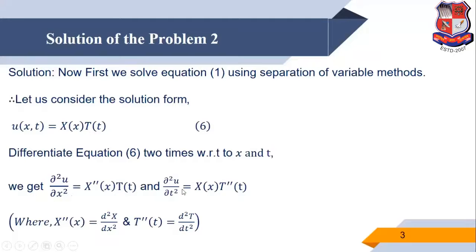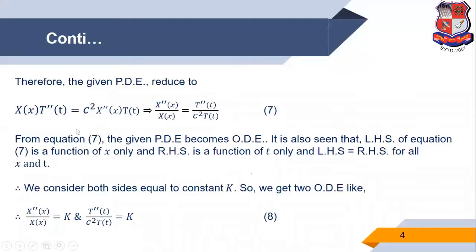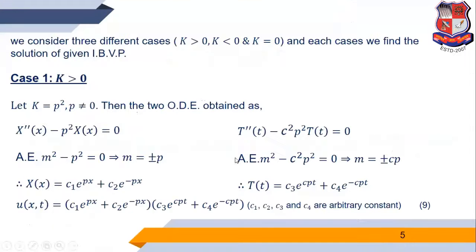Now we substitute both values in equation 1, then the given PDE is reduced to equation 7. And then we consider k, which is equal to the left-hand side and the right-hand side of equation 7. So we get equation 8. Now we consider three different cases: k greater than 0, k less than 0 and k equal to 0, and find a solution of the given initial boundary value problem for each case.